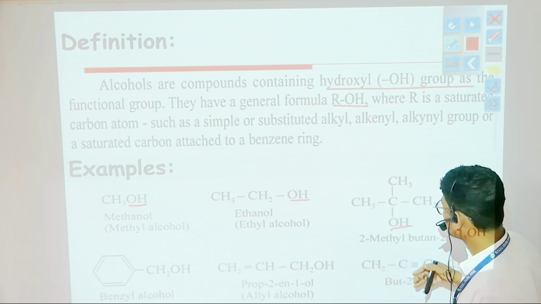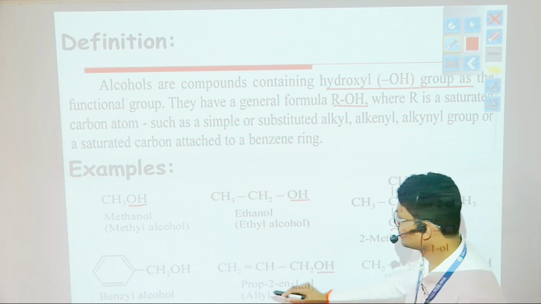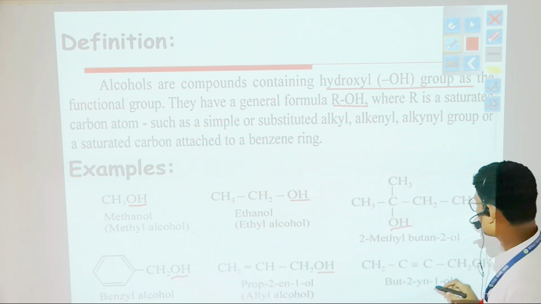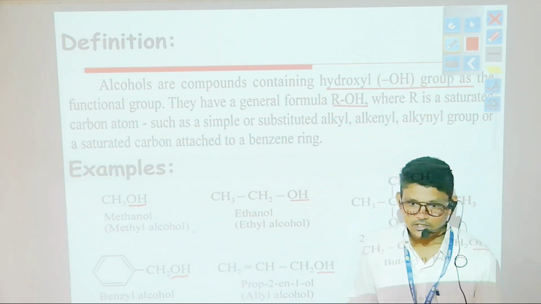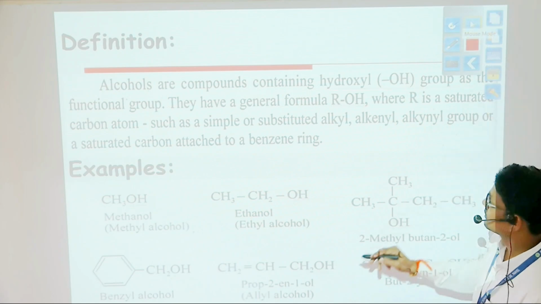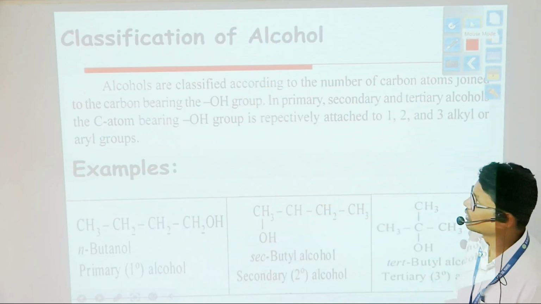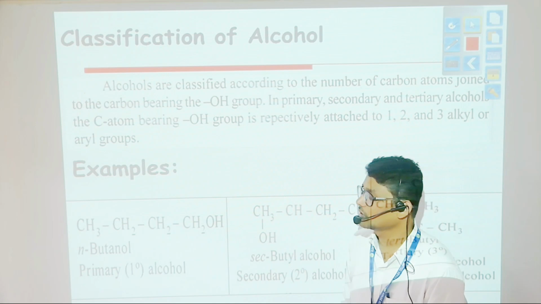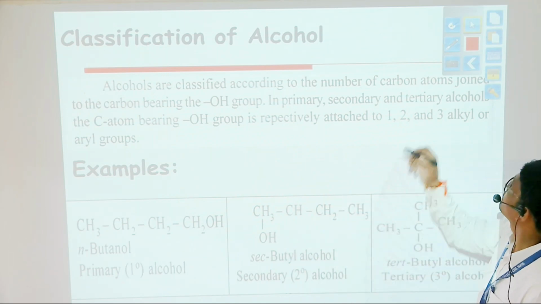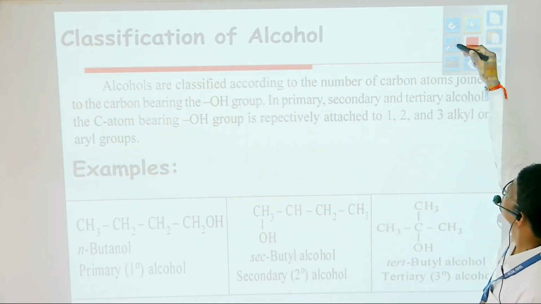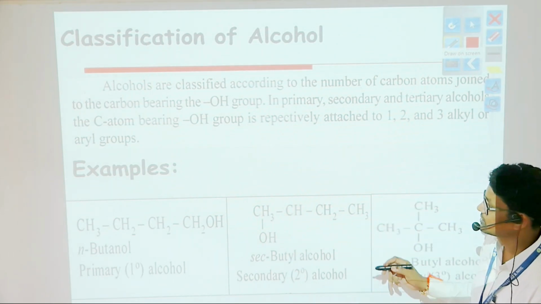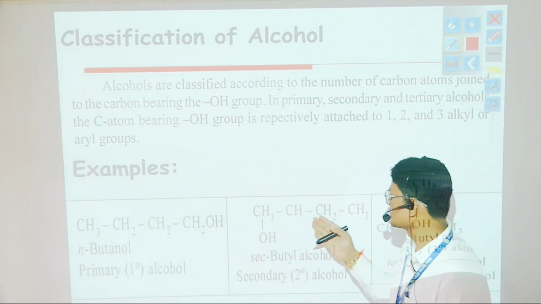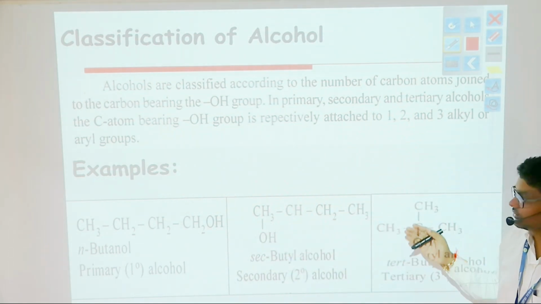When you see all these examples, you will come to know all of them contain the OH group, meaning the hydroxyl group. So this indicates these all are alcohols. What is the classification of alcohols? Alcohols are classified according to the number of carbon atoms. Now you can see there are different structures of alcohols.